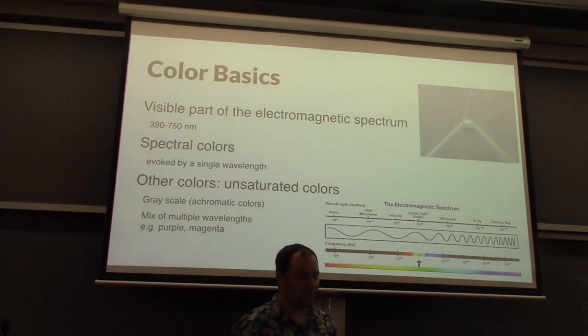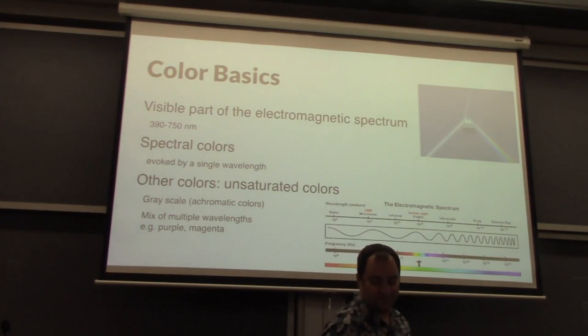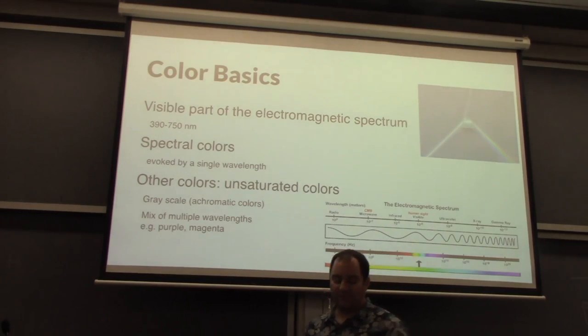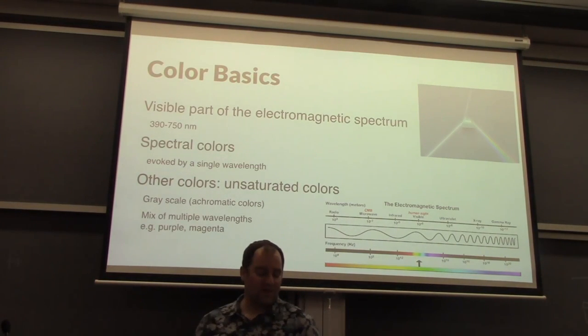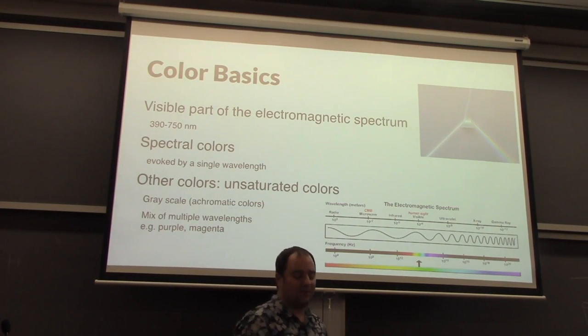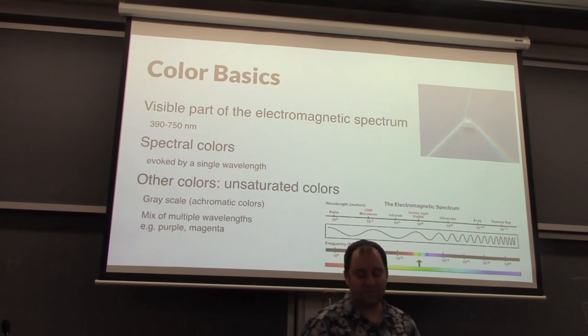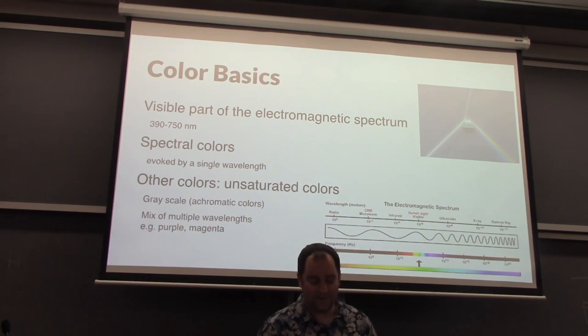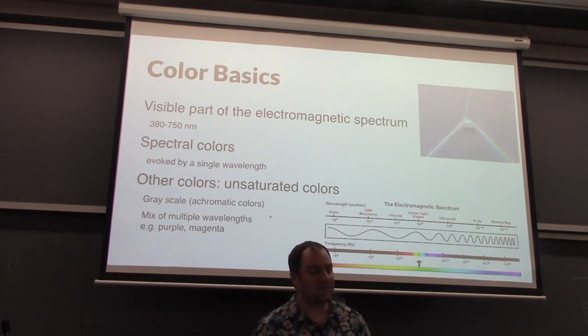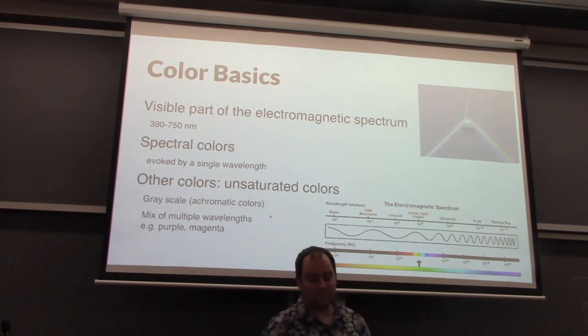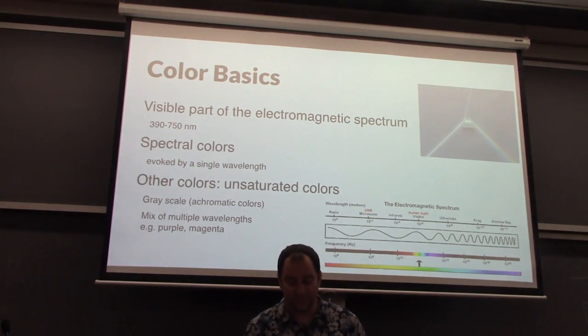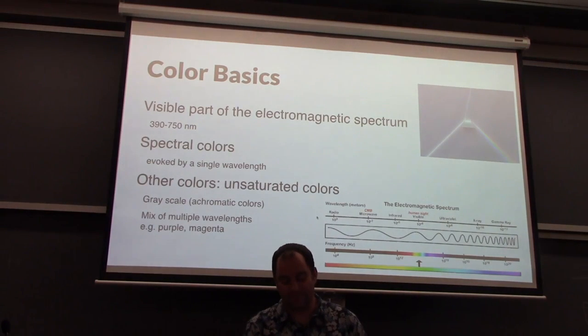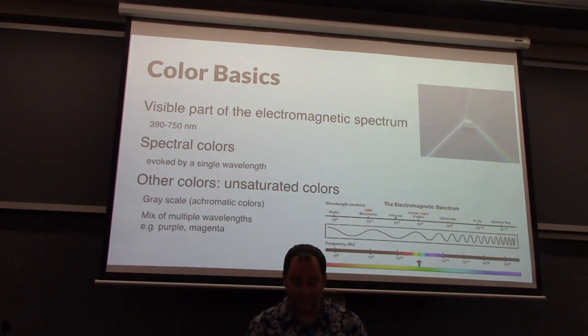And there are special colors, the spectral colors, which are evoked by a single wavelength. Most colors that we actually see are unsaturated colors. They're a mix of multiple wavelengths of multiple intensities. And then we also have the stimulus without color, the grayscale. So here you can see a part of the electromagnetic spectrum, and the visible spectrum for humans is this smallish band right here.